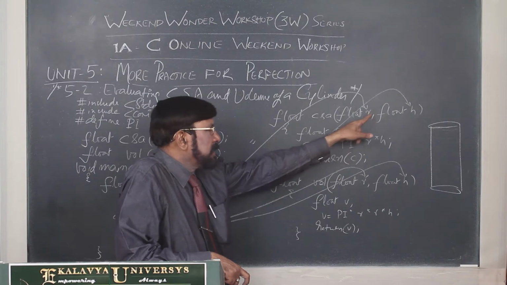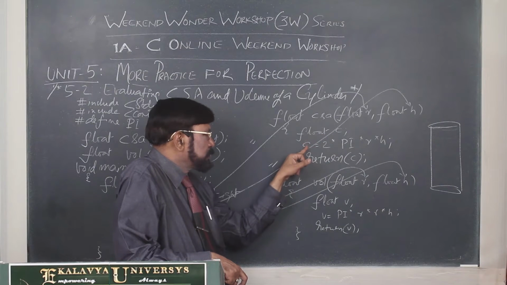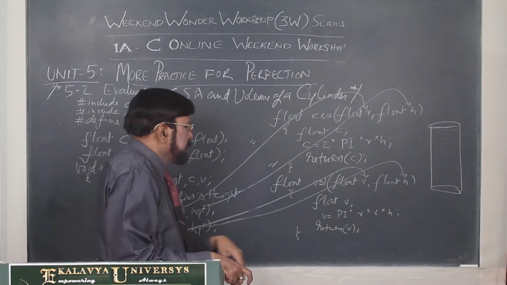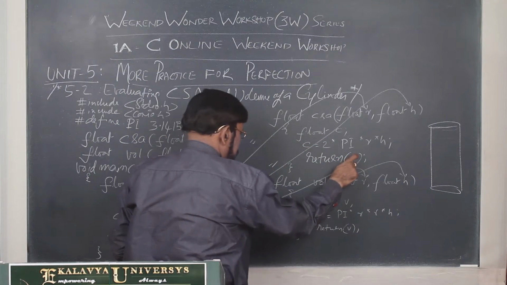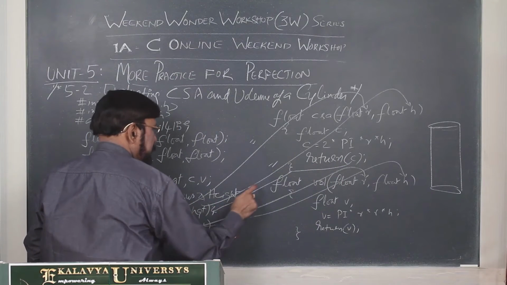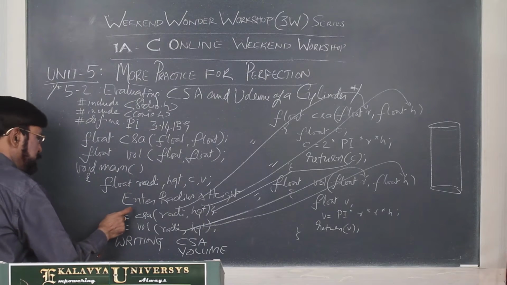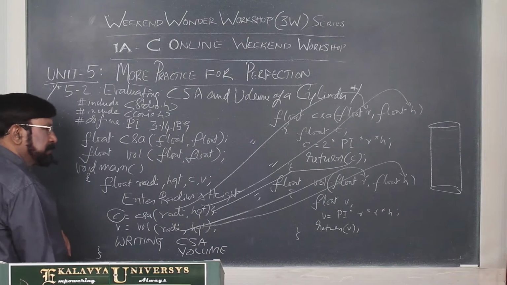Thereafter r h, this is the formula. Then it is evaluated and stored in C. Now you are returning it. As a result of this return statement, what happens? It goes here. Then it is also an invisible assignment. The CSA is stored in C.